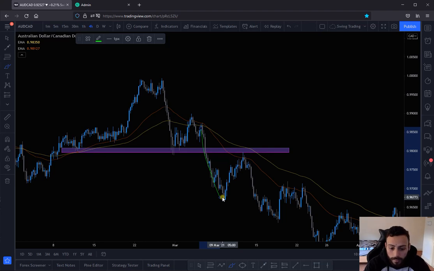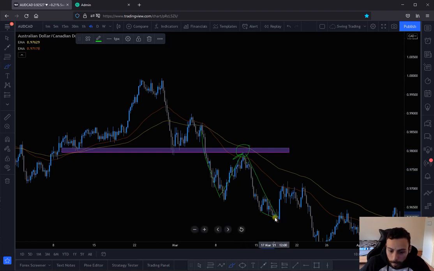So it's broken the level for the first time, and what we have to do is wait for price to come back and retest it. The second price comes back and retests it, we have the opportunity to take a trade to the downside. This is a break and retest setup. This is honestly what I trade most of the time, a break and retest setup.